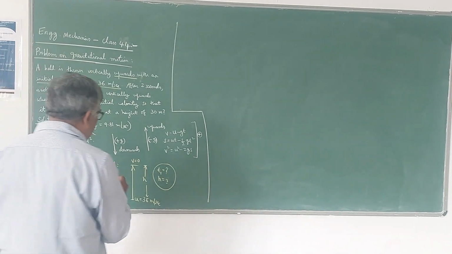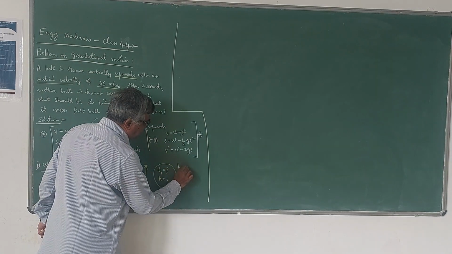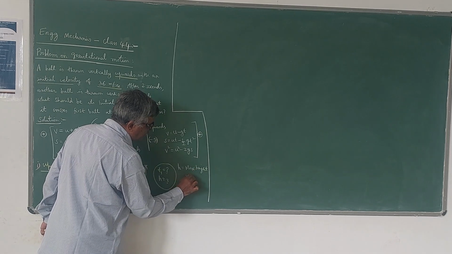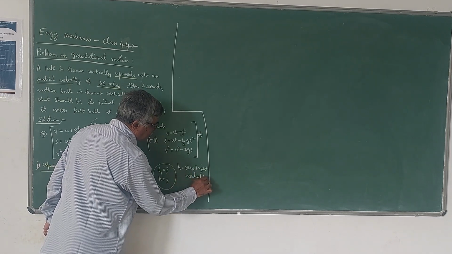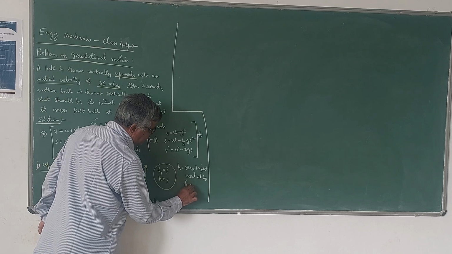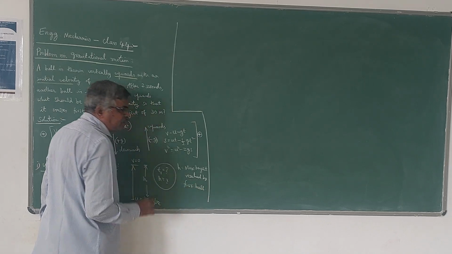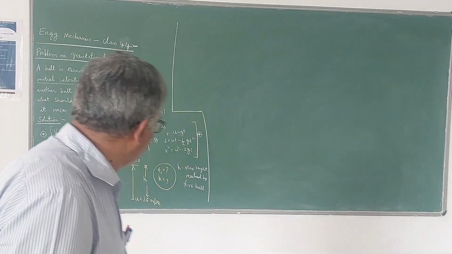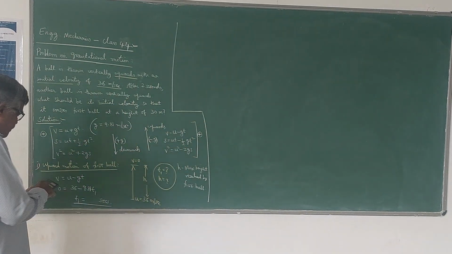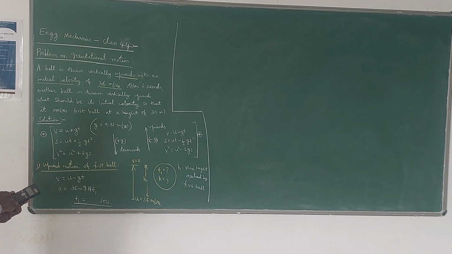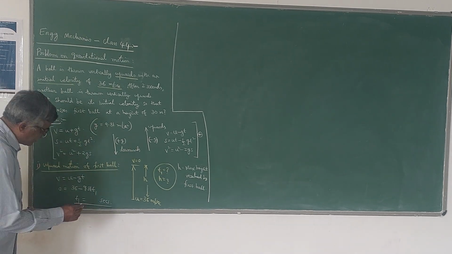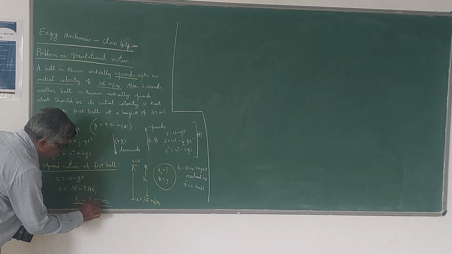Here h is the maximum height reached by the first ball, so it will be in meters, and t is the time taken to reach that height. Now if you simplify this, you will get t1 as 36 divided by 9.81. It comes out to be 3.669, or you can take 3.67 seconds.